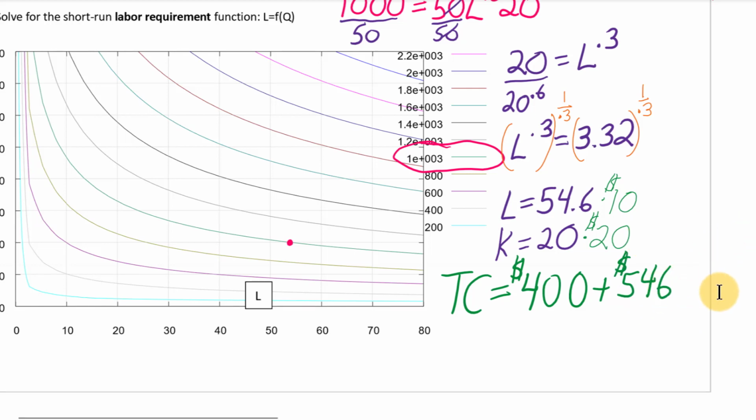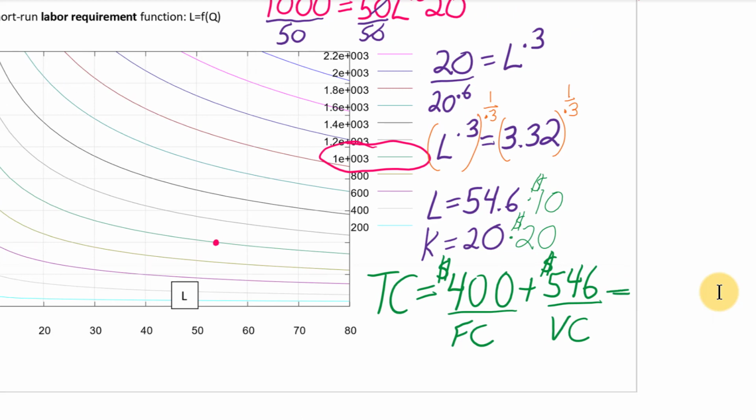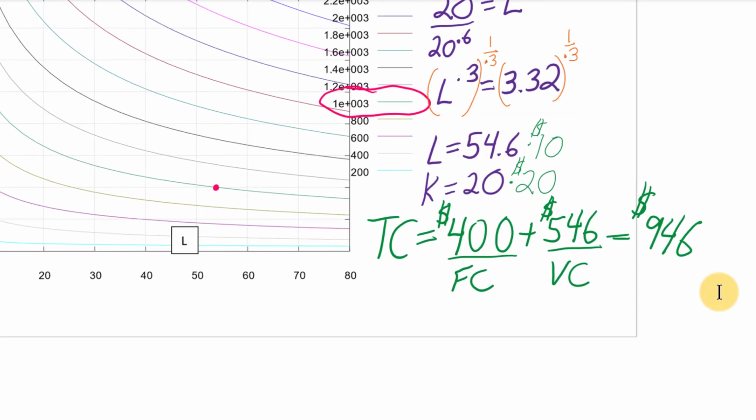And again, especially since this is the short run, it makes a lot of sense to call this $400 fixed costs and the labor costs variable costs here. So our total costs for making 1,000 units would be $946. If we divide that by 1,000, then our average total cost, or our cost per unit, is going to be about 94 or 95 cents each.